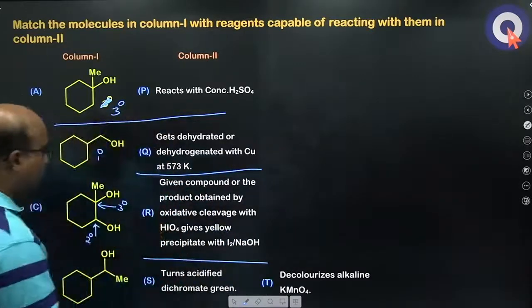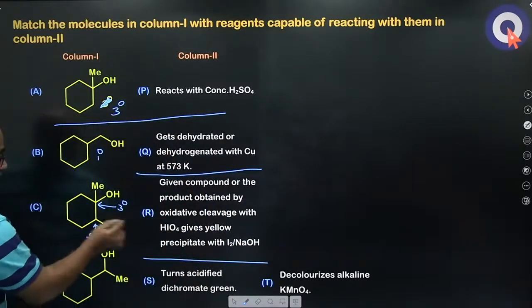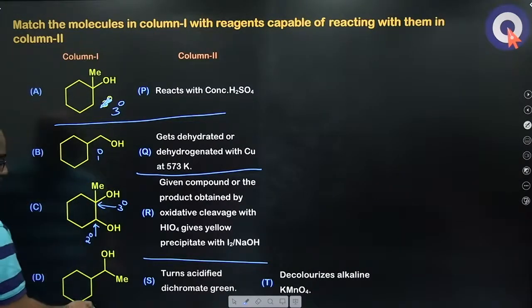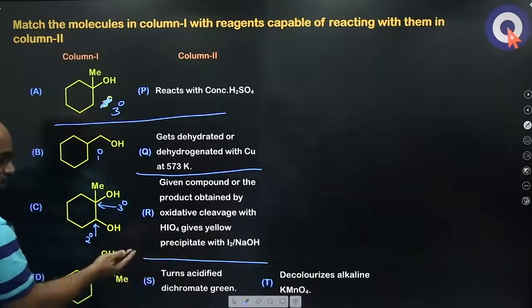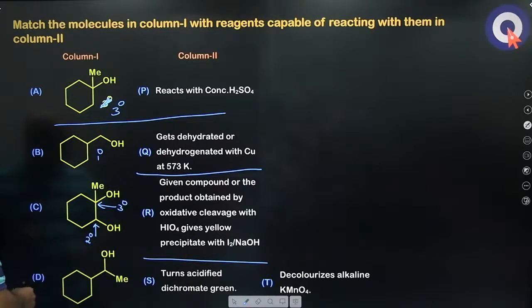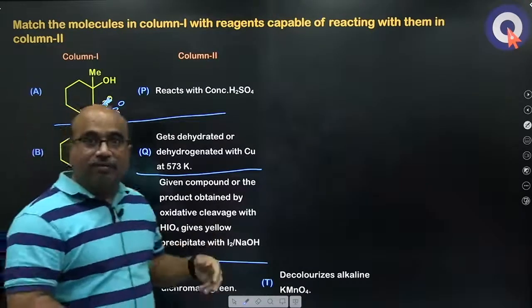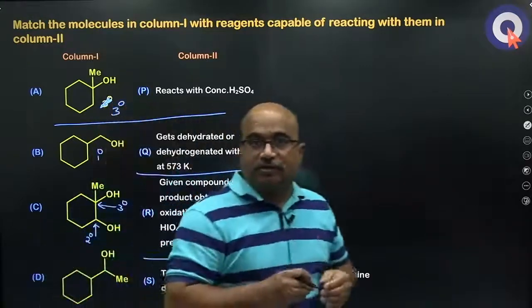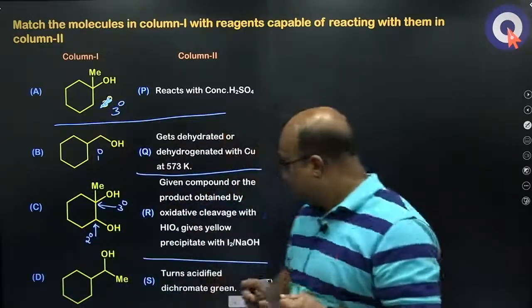So here what we see, this compound only refers maybe to this one, but anyhow he is referring to all the cases. A yellow precipitate means it's nothing but a haloform reaction maybe. Otherwise, iodine is there, the iodoform reaction, which is only used as a characteristic test, giving a yellow precipitate.